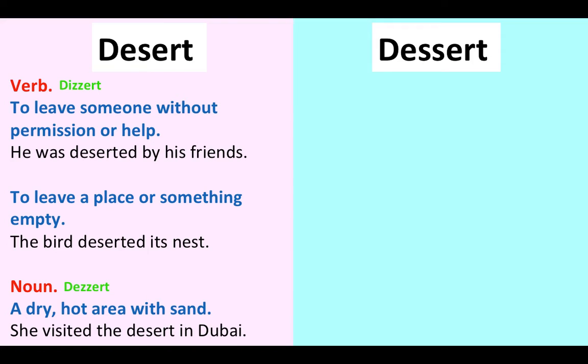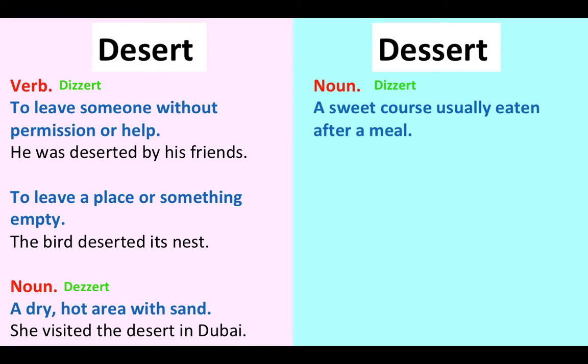Dessert. This is a noun, and it's pronounced as dessert. Dessert. This is a sweet course usually eaten after a meal.